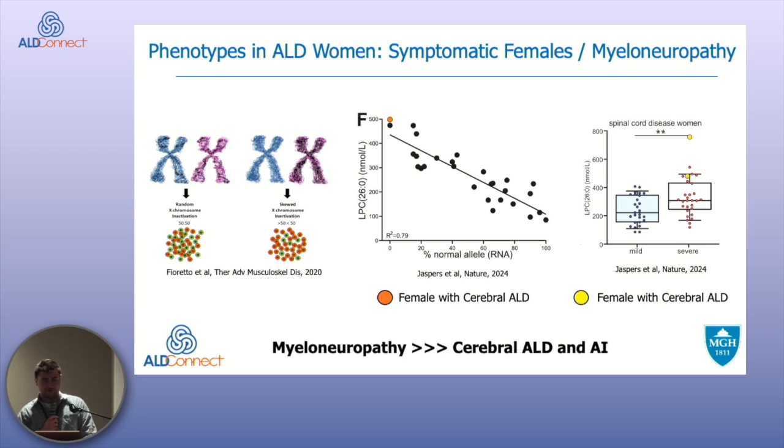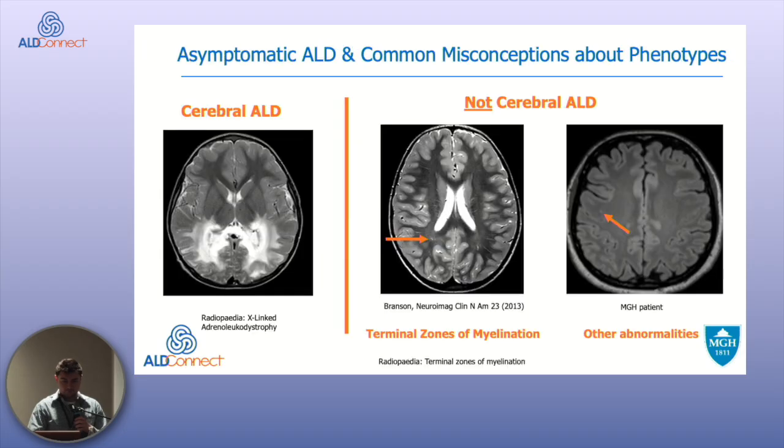This is a little bit of an excerpt from Joerg Jaspers and Stefan Kemp's recent paper. I don't have enough time to go into it, but essentially, kind of what I've already talked about, which is that women get myeloneuropathy, so spinal cord and peripheral nerve disease, while men very, very rarely get cerebral ALD and AI. There's a lot of really cool emerging literature here that shows that perhaps the women that get cerebral ALD and AI are the ones that are skewed the most in the direction of manifesting the abnormal copy.